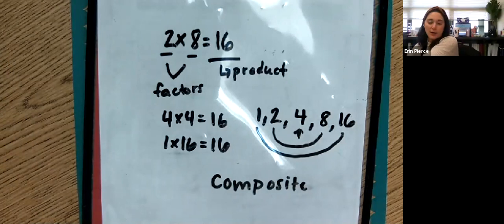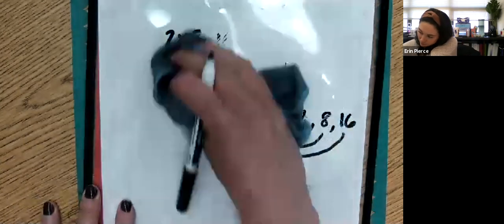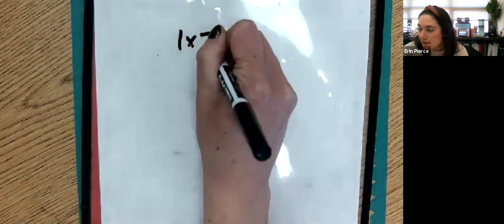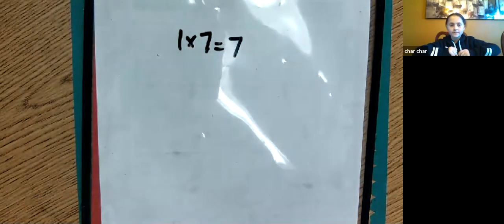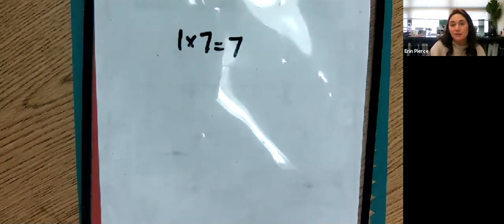Let's try another question really quickly. We have 1 times 7 equals 7. What are the factors in my number sentence?